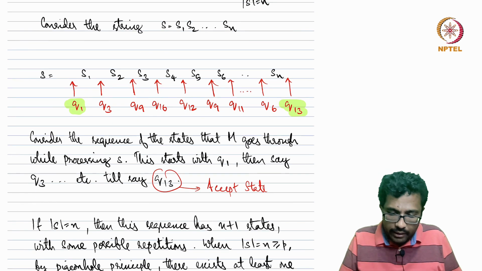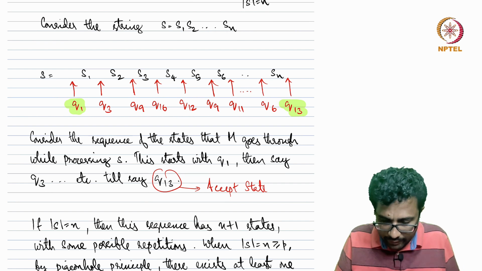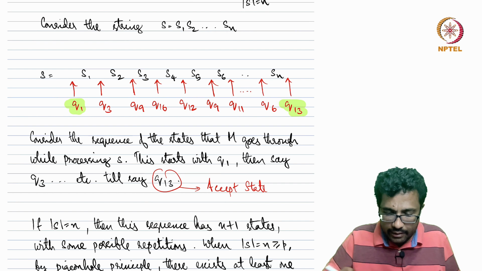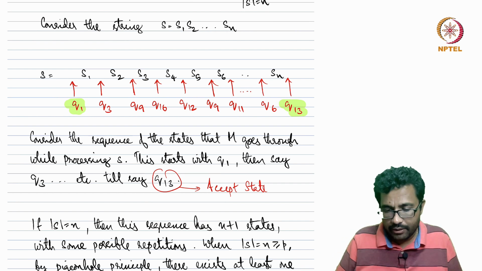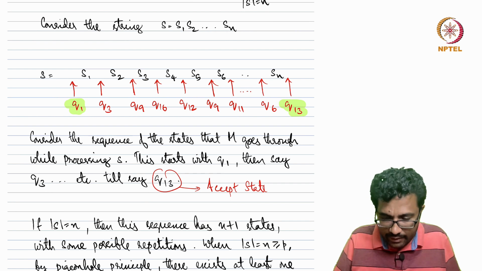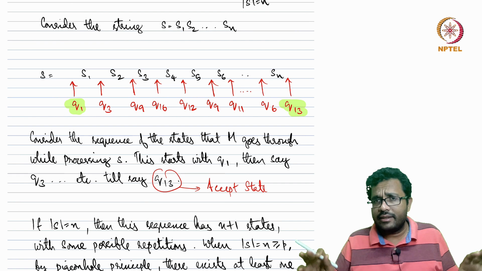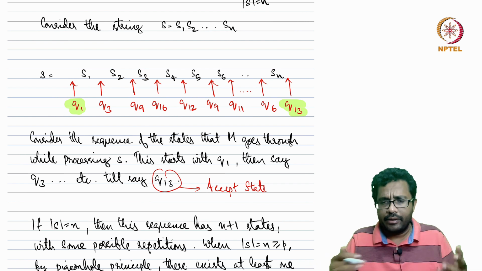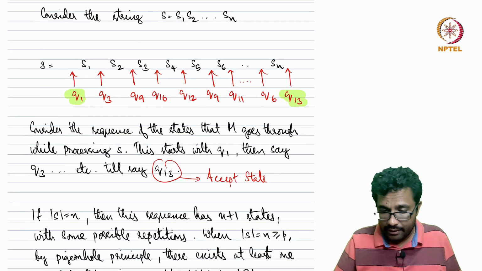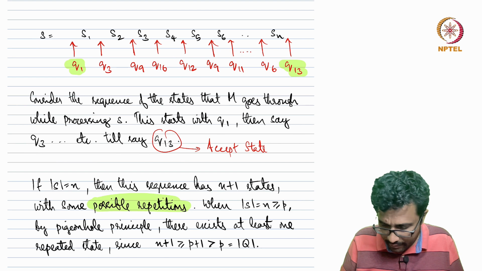Now let's see how many such states there are. There are n symbols here, and you start with something, and after each symbol is processed there is one transition, you get one more state, and there are n plus 1 such states listed here. And out of these n plus 1, I am not claiming that all the states are distinct, right? I am just saying that there are n plus 1 states appearing. Some of them could be repetitions. So I'll highlight that with some possible repetitions.